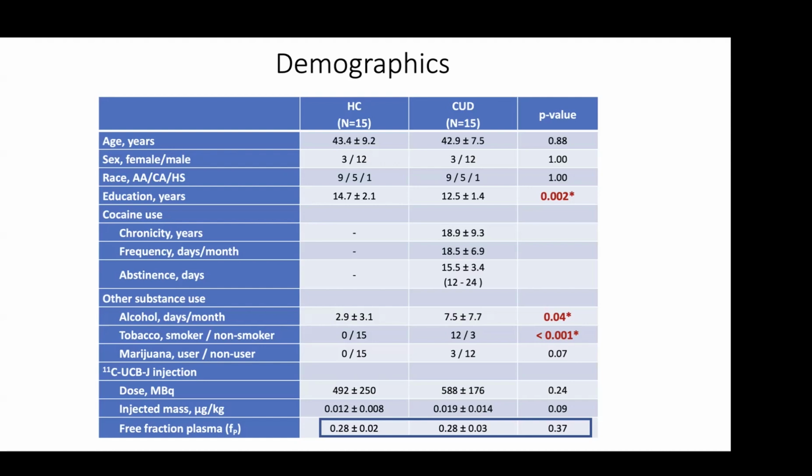Given those baseline differences in education and alcohol, did you examine that? Yes, we examined that, and after covarying for education or alcohol use, the results remained the same. And the FP, as I mentioned before, was the same between the two groups.